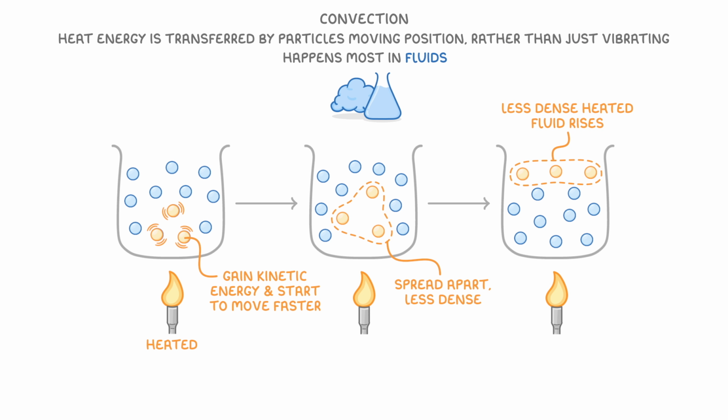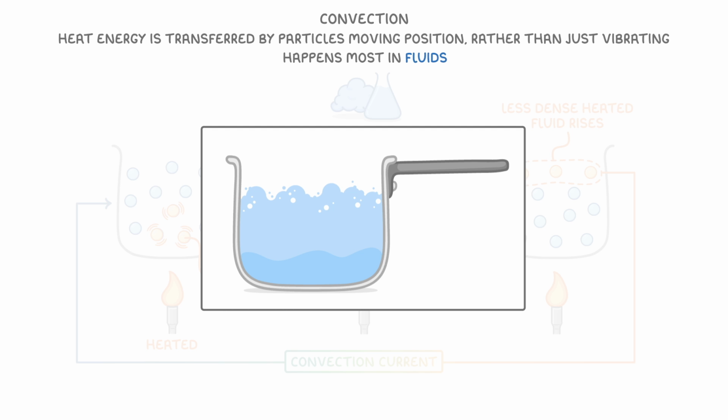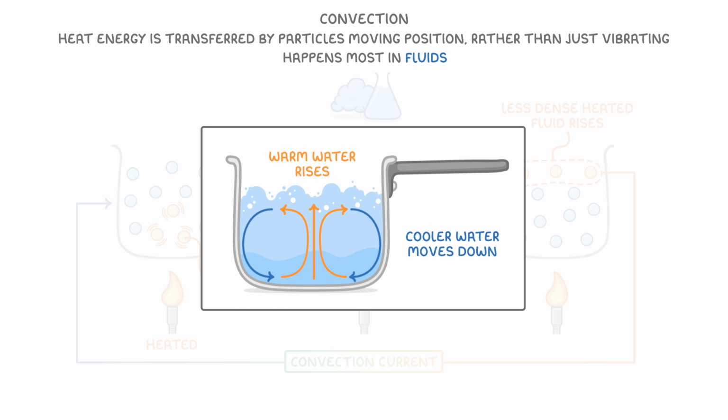The less dense heated fluid then rises above the cooler, denser fluid. As the heated fluid rises, it eventually cools down, becoming more dense and sinking again. As this cycle repeats, we say that it's created a convection current. An example of this is when you heat water in a pot. The water at the bottom, near the heat source, gets warm and rises, and cooler water moves down and takes its place.